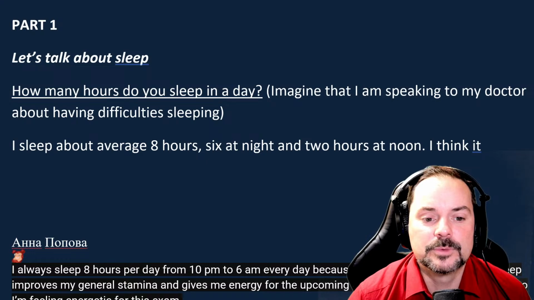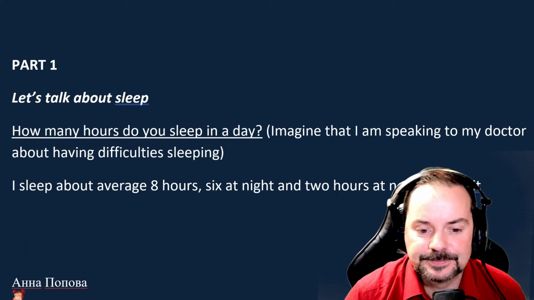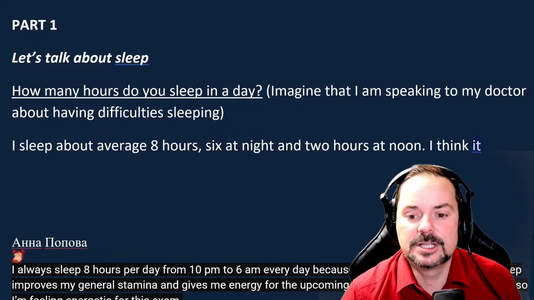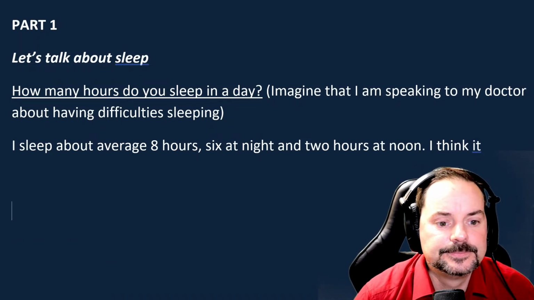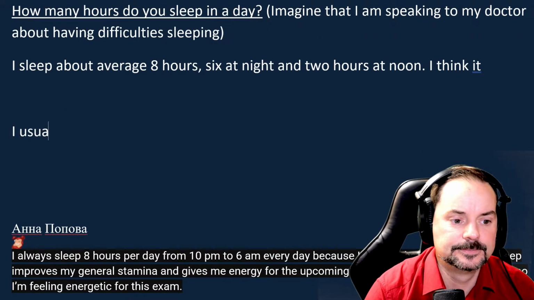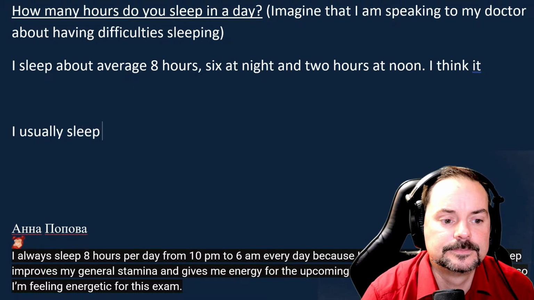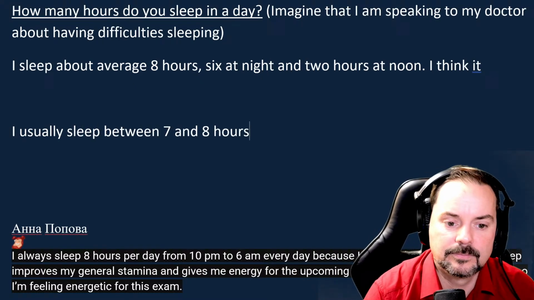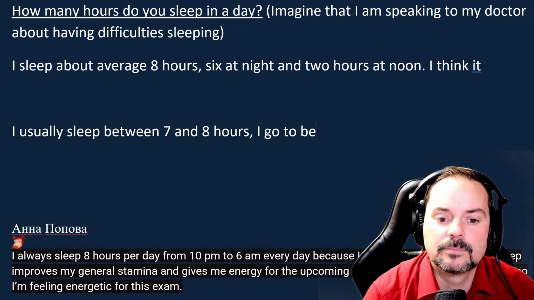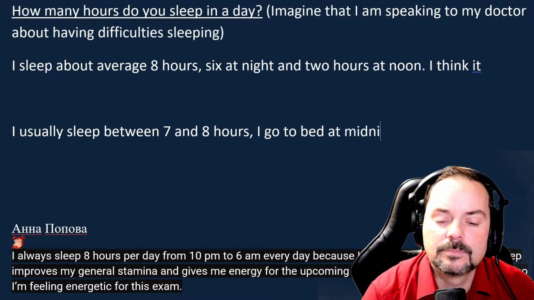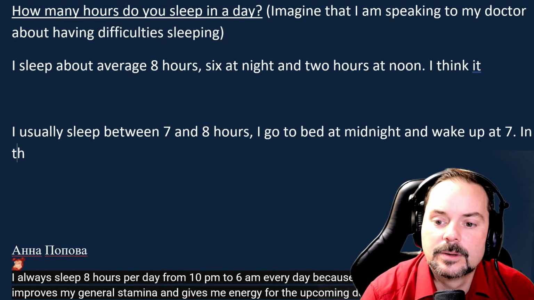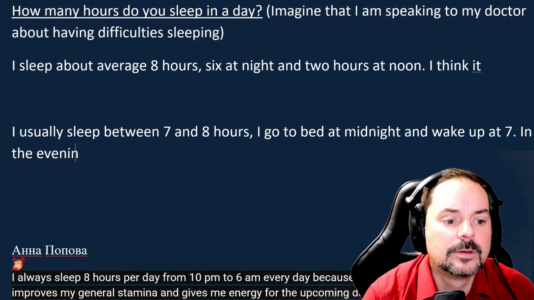All right. Juan, are you ready for some of these questions? Yes, I'm ready. Okay, let's talk about sleep. How many hours do you sleep in a day? I usually sleep between 7 and 8 hours. At night, I usually go to bed around midnight, and I wake up around 7 in the morning. But during the evening, I usually take a nap, like for 30 minutes to 1 hour.